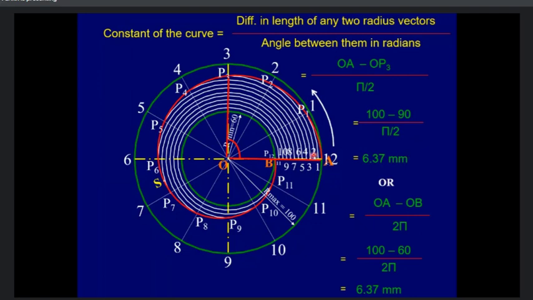Once you are done with that, you will need to proceed to the normal and tangent. Constant of the curve is a prerequisite step for normal and tangent. So let's say there is a point S here. Connect S with O.